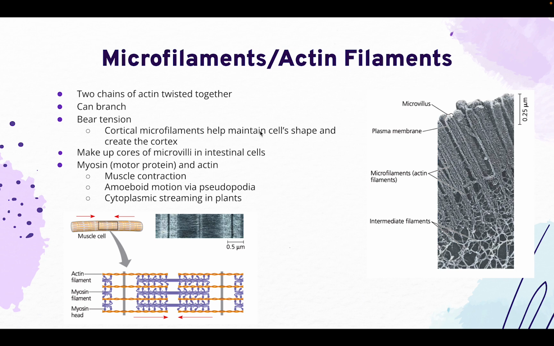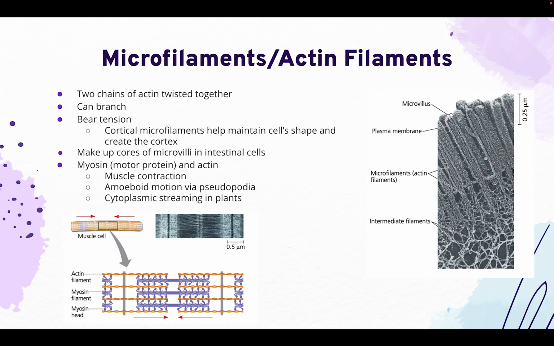Alright, now let's talk about microfilaments, also called actin filaments because they're made out of actin. Specifically, it's 2 chains of actin twisted together, and they can branch, and they're also great at bearing tension like intermediate filaments. Cortical microfilaments help maintain the cell's shape and create the cortex, right under the plasma membrane. This layer is slightly more viscous because the microfilaments give it more structure, which is really good for maintaining the structural integrity of your cell.